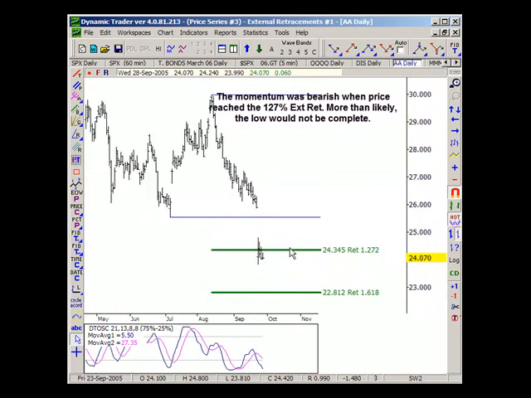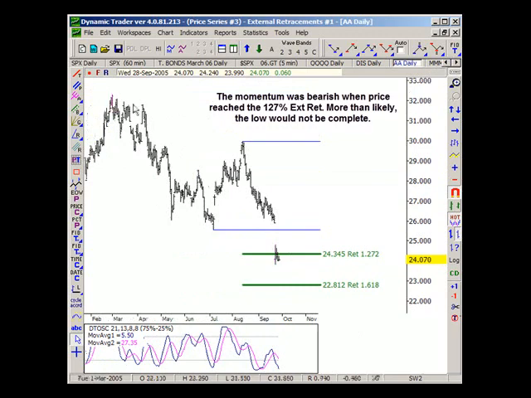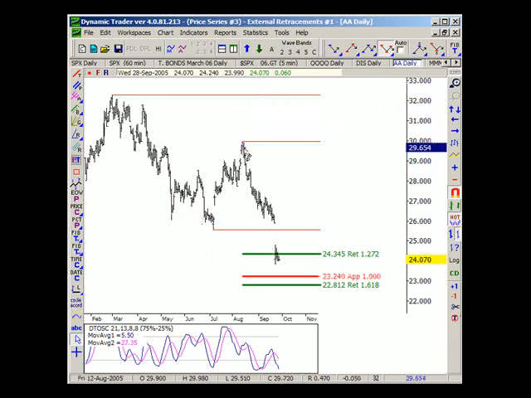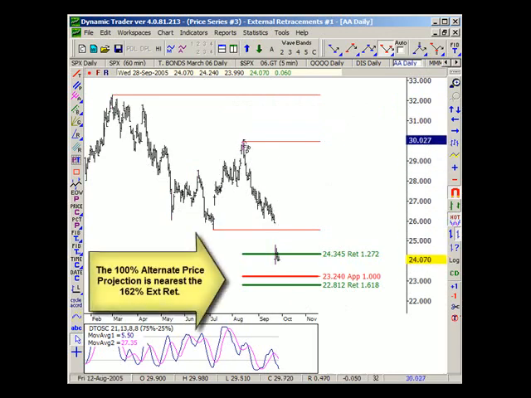So I want a little more data on the chart. There we go. I'm going to do an alternate price projection of this last swing. And the 100% alternate price projection, where I've just measured this swing and then taken 100% of the range decline from this high, is right near the 162% external retracement. So just by adding that one additional price projection, it would indicate that more than likely the low would be made near the 162 and not the 127. And plus our momentum study is indicating that the momentum is not yet near a low.